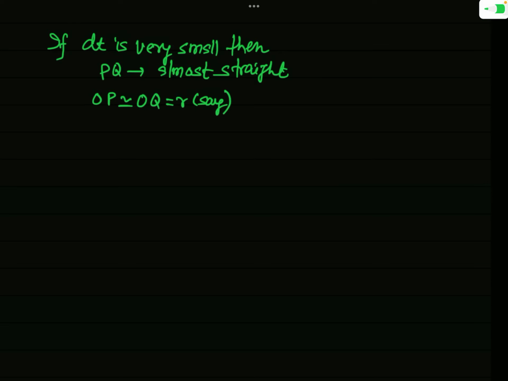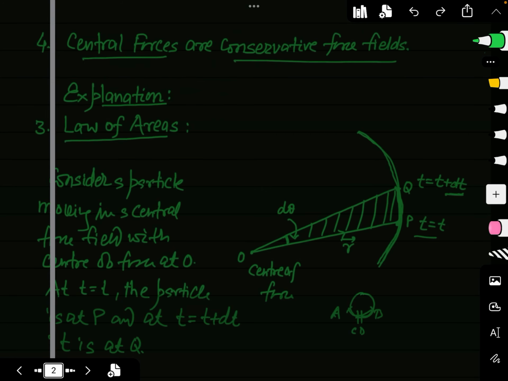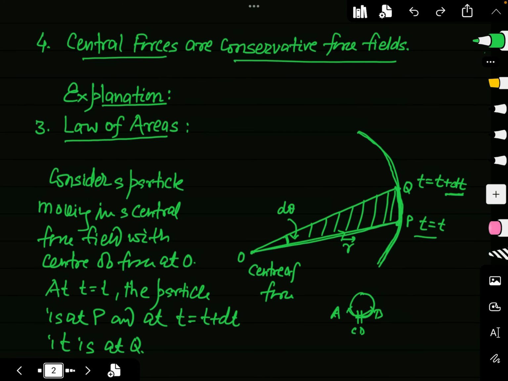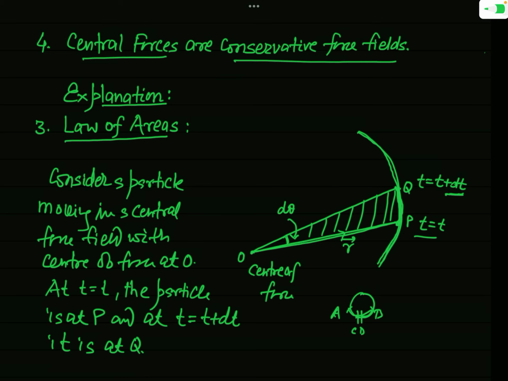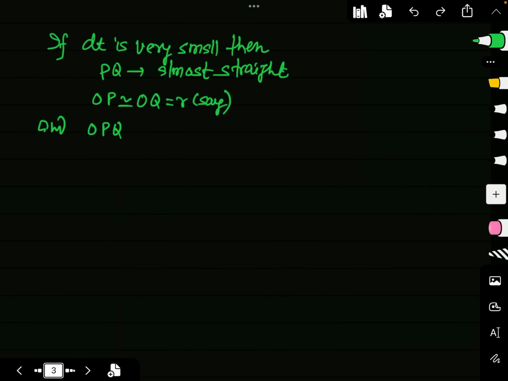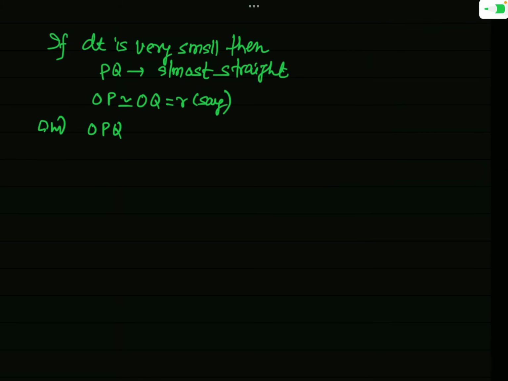Okay. And the figure OPQ, see the figure OPQ. This will be just a triangle, but this will happen only when you assume that dt is infinitesimally small, that is, the point Q is very close to P, and this PQ is just a straight line. So OPQ is a triangle in this condition.